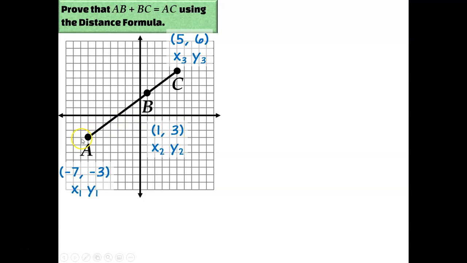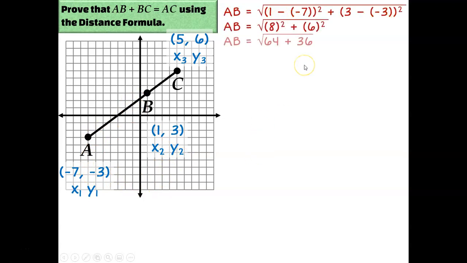So what we're going to do is calculate 3 lengths. We're going to calculate the length of AB, and the length of BC, and we'll calculate the length of AC, the entire segment. And then at the end we'll show that if I add AB and BC, it's going to be the same length as AC. So let's do it. To find the length of AB, we're going to use these 2 points. I'll plug them into my formula like so, and simplify, and I find out that AB is 10 units long.